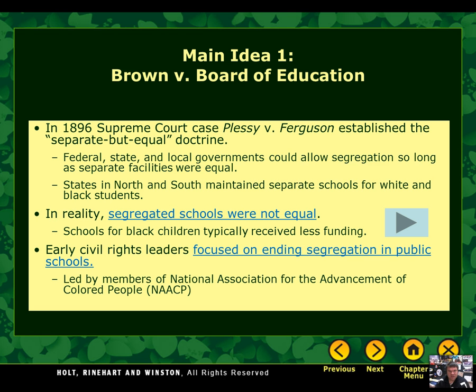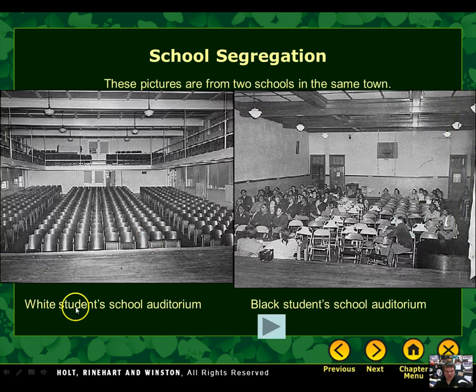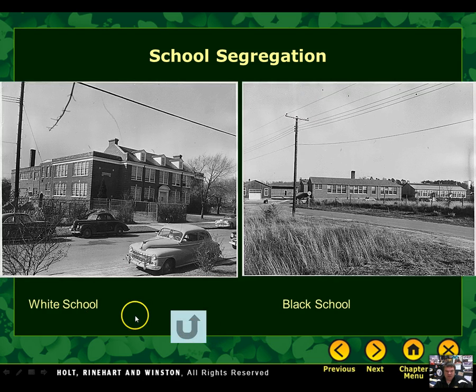And they figured that schools were a place where they could show that with evidence. So that's where they focused their attention at the beginning of this civil rights movement, on schools that were segregated. The reality was that segregated schools were not equal. Here you can see on the left side a school for white students, their auditorium, and on the right side a school for black students and its auditorium. These are from two schools in the same town. And then the outside view, you can see the white school on the left and the black school on the right. Very differently made.